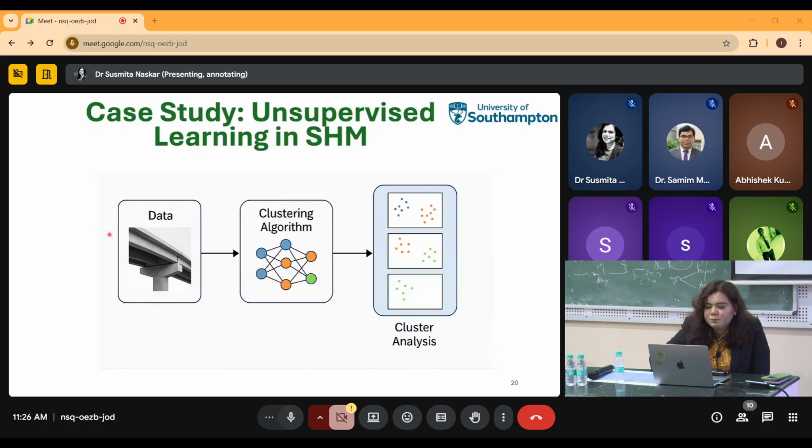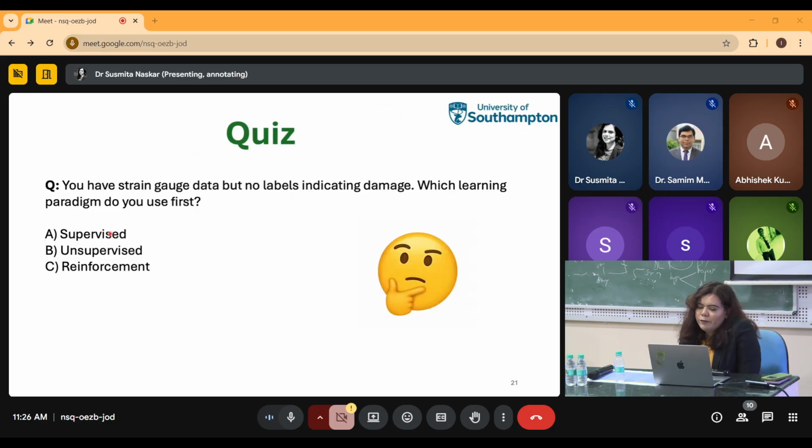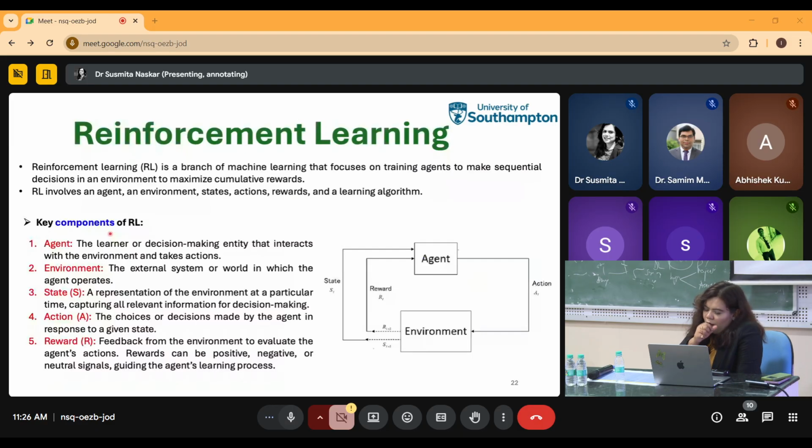So now, if you have strain gauge data but no labels indicating the damage, which learning paradigm do we generally use? Unsupervised, right?